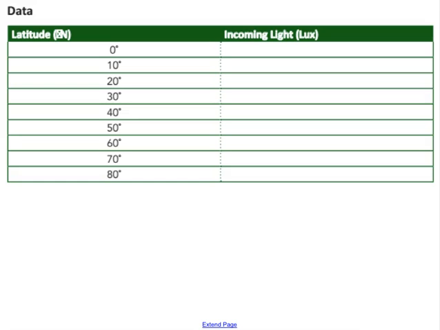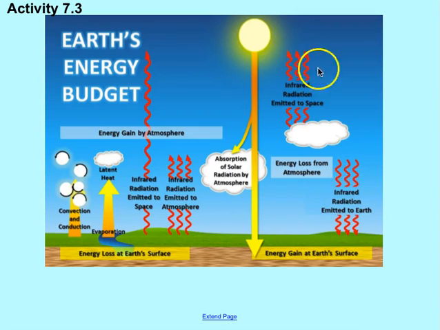So you should have seen that at the equator, it got a lot more light. And then as you go further and further away from the equator, you get less and less light. And the reason for that is the curvature of the Earth. So I got a few more slides for us here. So again, we talked about this energy budget. We talked about how approximately 45% of the energy coming from the sun is absorbed by the Earth. And ultimately, that's what heats our atmosphere.